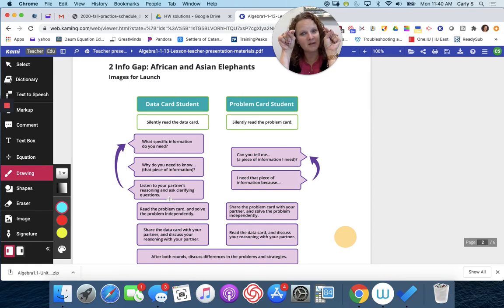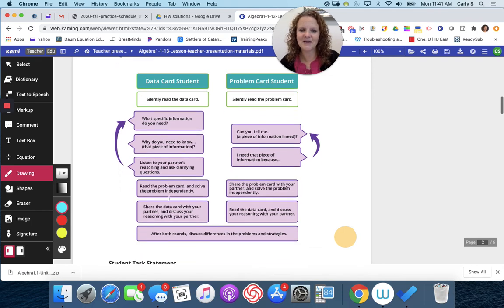Problem card student, we haven't talked about you yet. Problem card student can say things like, can you tell me a piece of information I need? I need that piece of information because. Okay? Share the problem card with your partner and solve the problem independently. Read the data card and discuss the reasoning with your partner. So you're really working independently and coming together at the bottom to figure out the solution to your problem given the data. So problem card student has the problem. Data card student has all the information, and you're coming together to solve it. Okay? It's kind of fun.